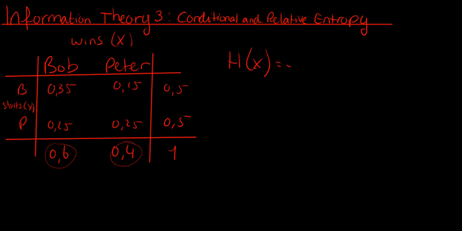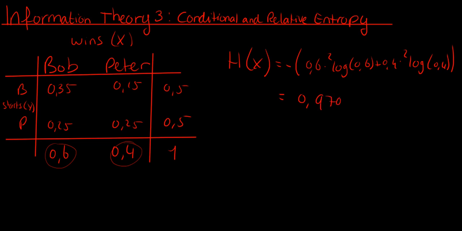So that again would be the minus of 0.6 times the 2 log of 0.6 plus 0.4 times the 2 log of 0.4. And this is, in the end, a value of 0.9709.